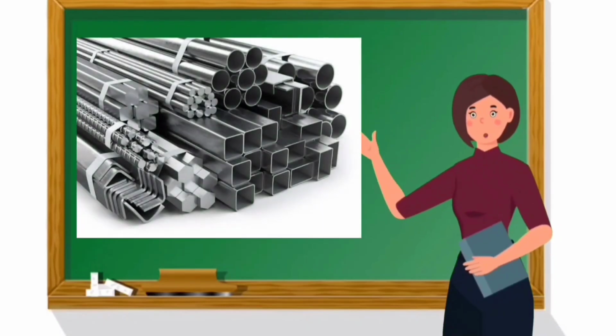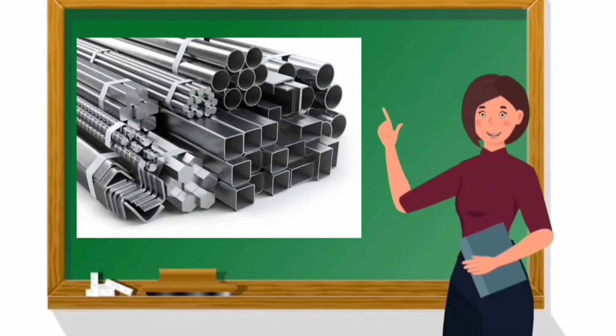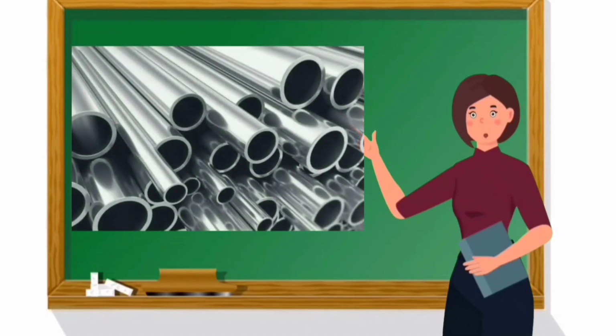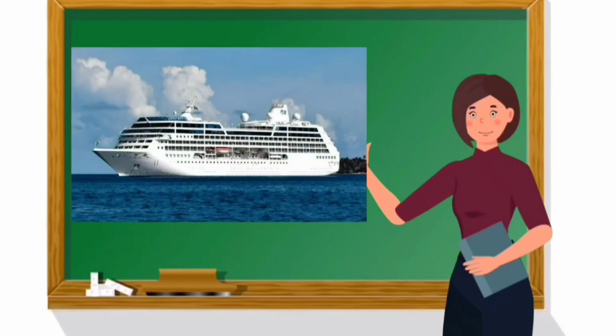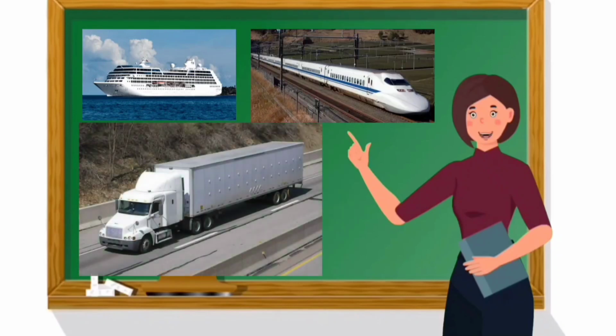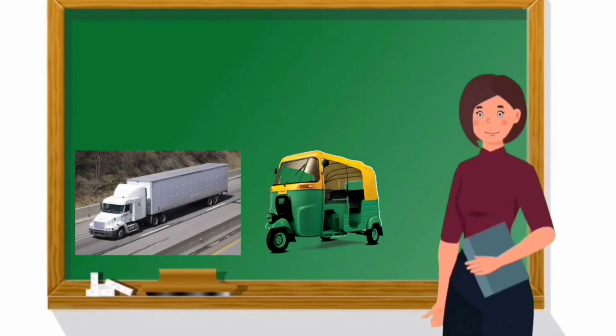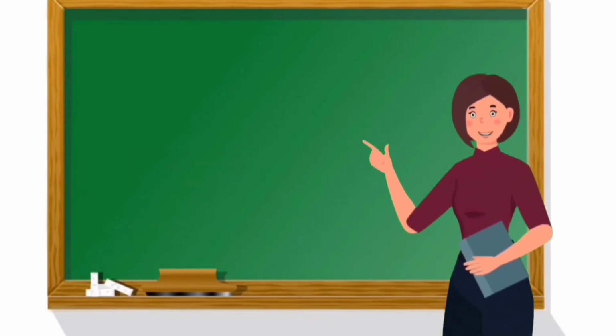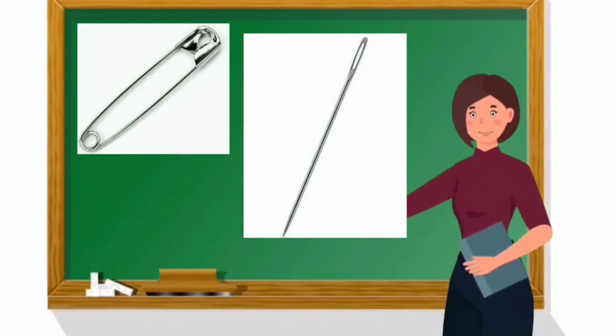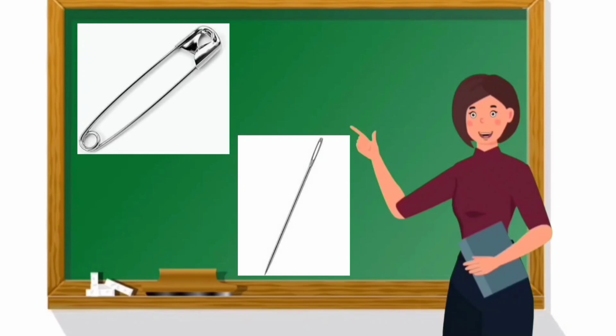Steel is often called the backbone of modern industry. Almost everything we use is either made of iron or steel or has been made with tools and machinery of these metals. Ships, trains, trucks and autos are made largely of steel, right? Even the safety pins and needles you use are made from steel.